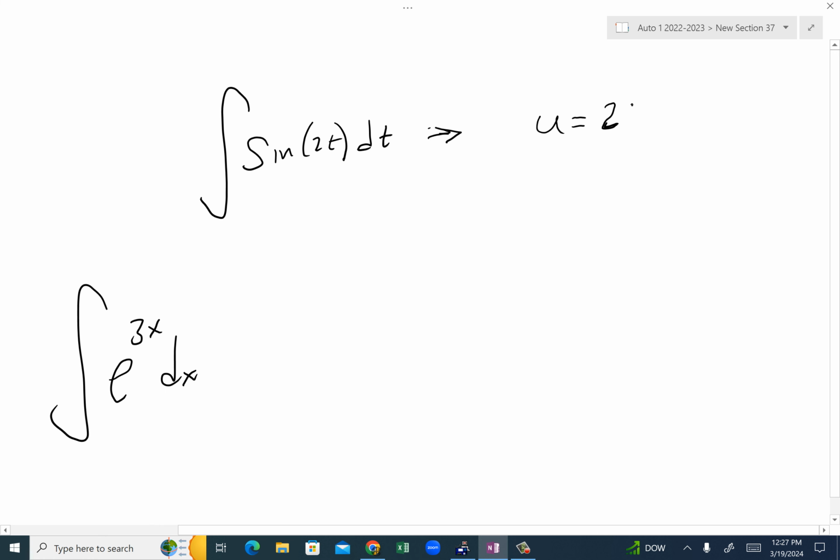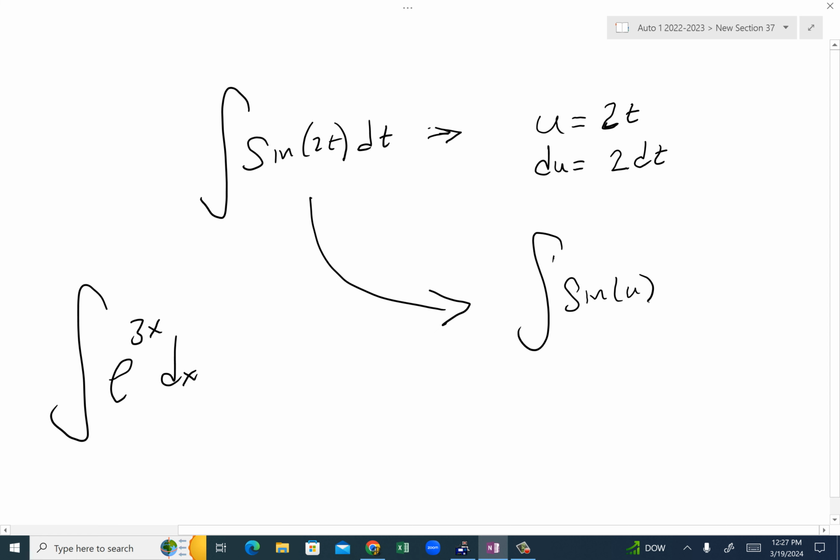We're going to say u is equal to 2t. Yes? Therefore, du would be 2 dt. True that? And so we're going to substitute in here. Instead of sine of 2t, we're going to put in sine of u. And instead of dt, what are you going to put in? It's half of a du, yes?